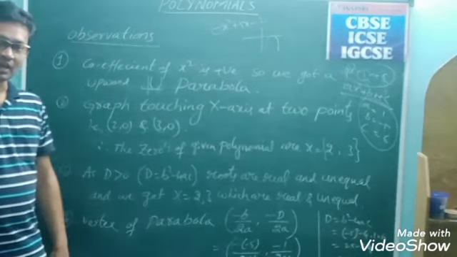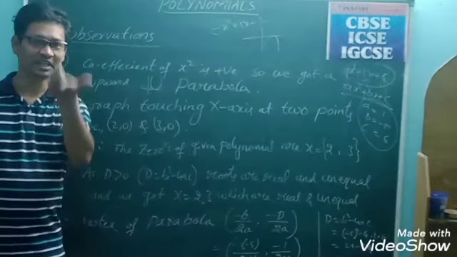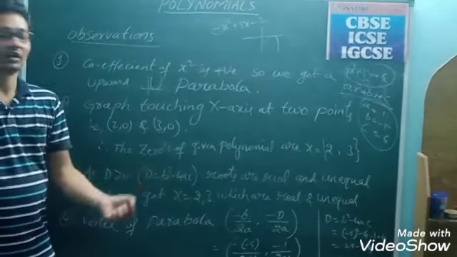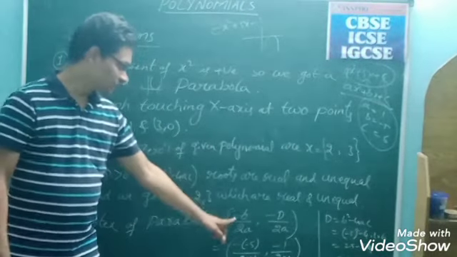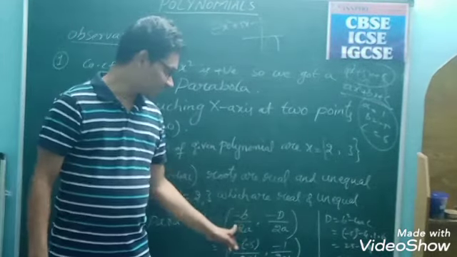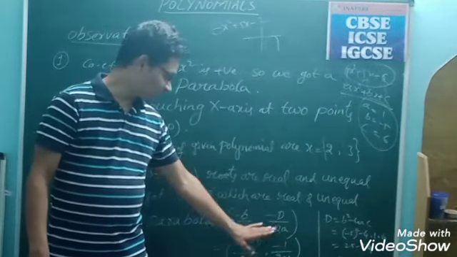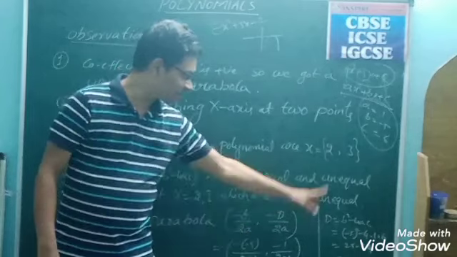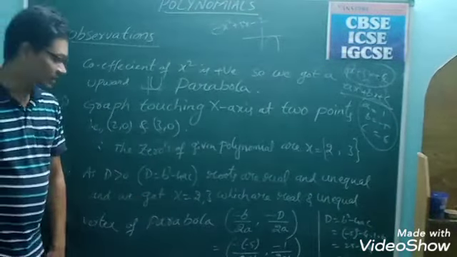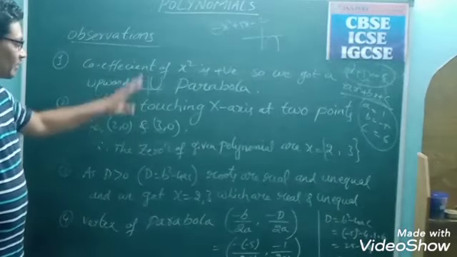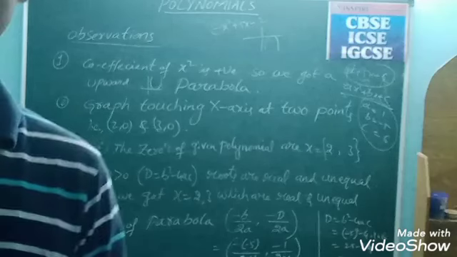Now the fourth one is the vertex. What is the last peak point of the parabola? So what is the ending point, the last point? That we can find out by the formula minus b by 2a and minus d by 4a. By substituting these a, b, c values in this, we may get the answer, that is 2.5 and minus 0.25. These are the 4 observations we have made after drawing the graph.